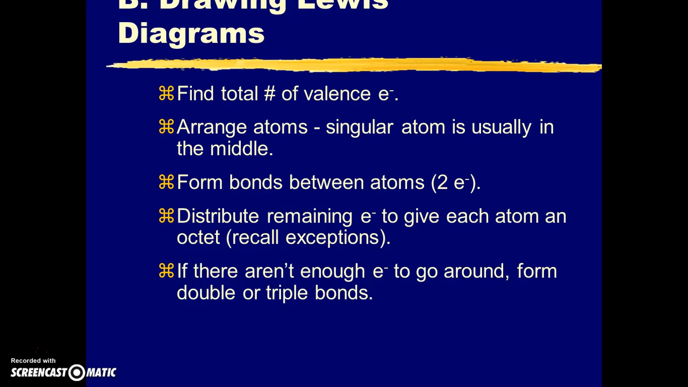And then if you get to a point where there aren't enough electrons to go around to give each atom 8 electrons, then we need to share some electrons in the bonds. So this is where double or triple bonds come into play. And we'll do some examples of those.